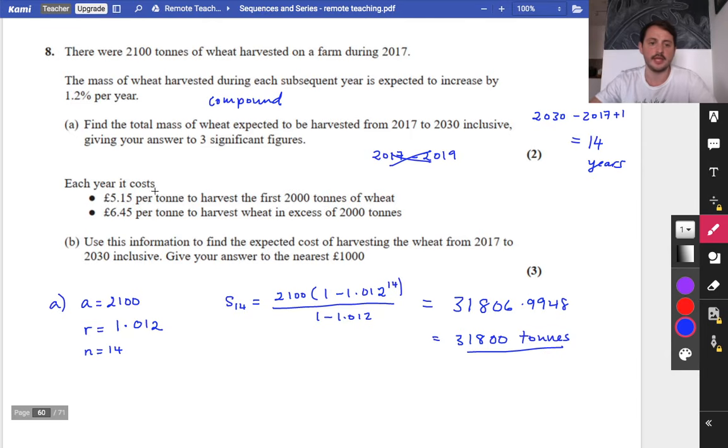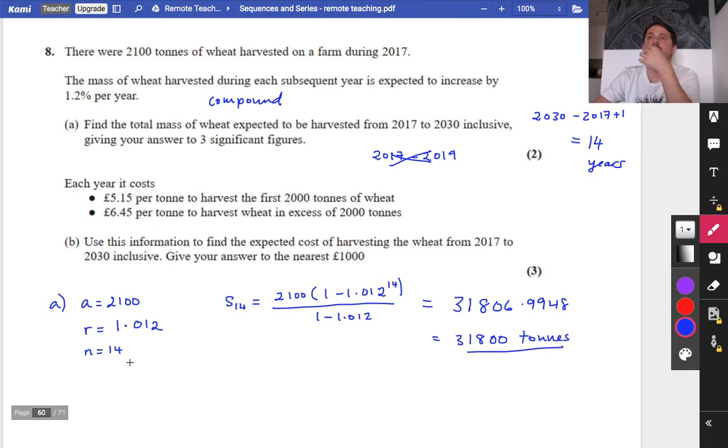Okay. Each year it costs £5.15 per tonne to harvest for the first 2,000 tonnes of wheat, and £6.45 per tonne to harvest wheat in excess of 2,000 tonnes. Use this information to find the expected cost of harvesting the wheat from 2017 to 2030 inclusive, giving your answer to the nearest £1,000. Well, that sounds fun. Let's have a think about what this is going to be.